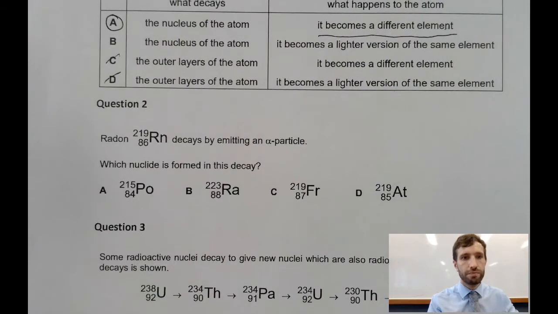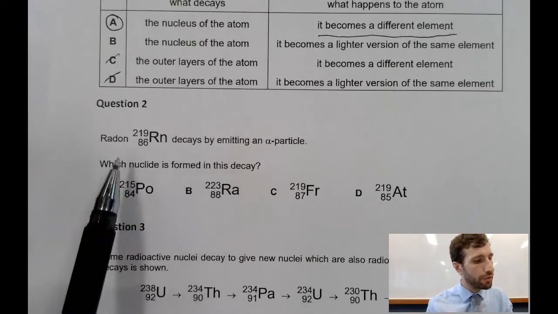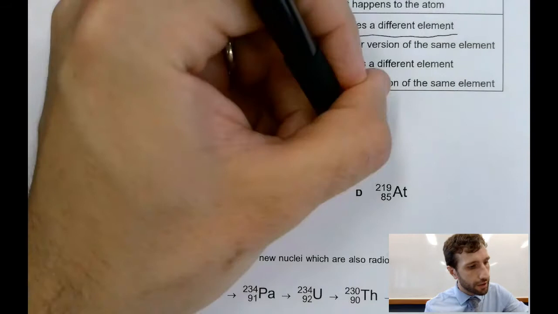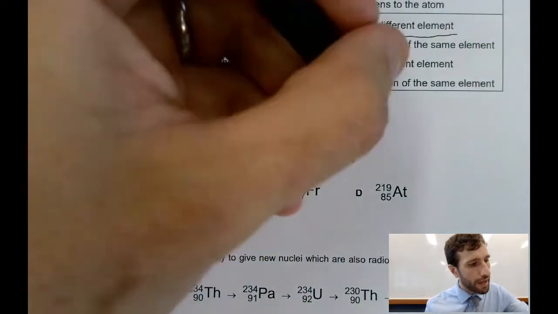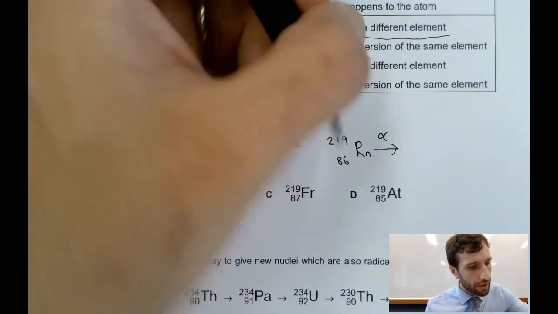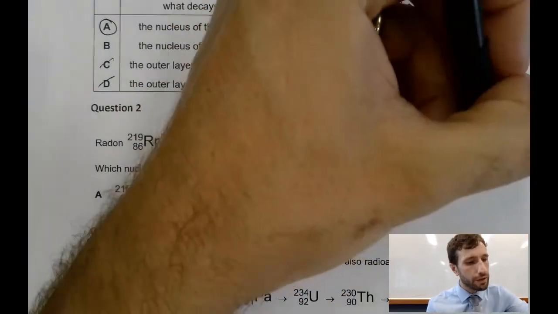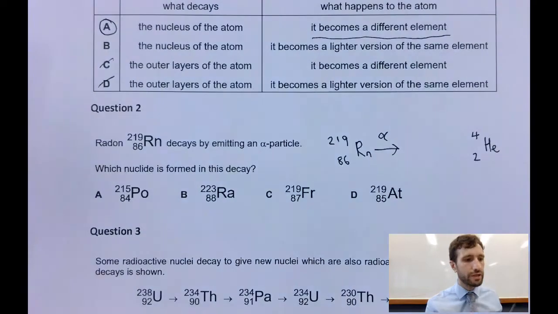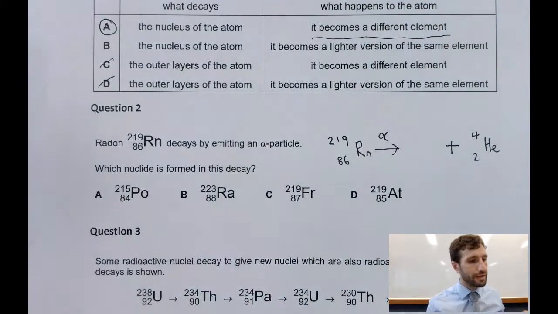Question number 2 is all about alpha decay. And this one I'd suggest that all we have to do is do a bit of a decay equation. This time we know our starting nuclide. We know that it is radon 219. And what it's doing is alpha decay. We know that an alpha particle is a helium nucleus, and we often write it as 4,2 He. Sometimes you see it written as 4,2 alpha, both are okay. And then we've got whatever's left over.